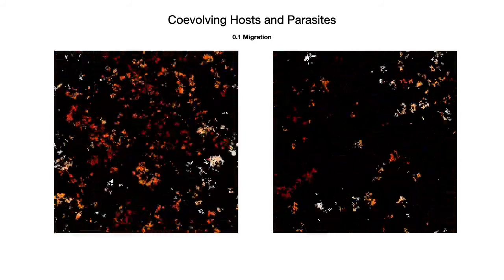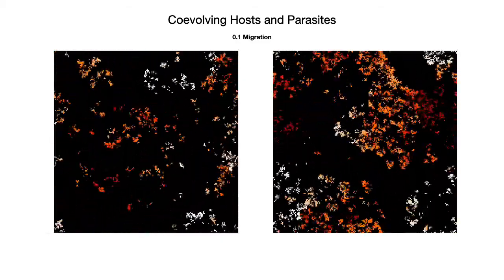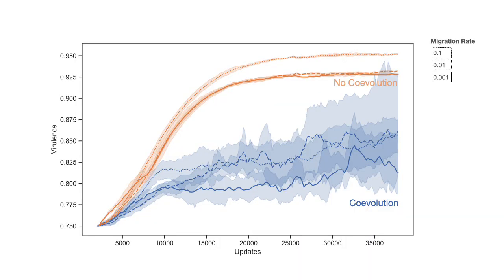So the story is likely to change, but just to kind of recap and show you all of the data in one graph. Here we're seeing the virulence level that evolves when there's no coevolution between hosts and parasites, and when there is coevolution between hosts and parasites, and at 3 different migration rates. I didn't show you the videos for all of these, but I have them. And you see when there's coevolution, we see a much lower level of virulence evolve.